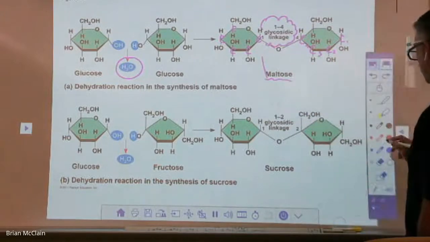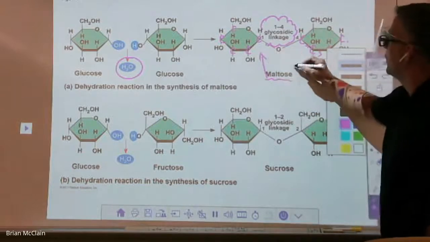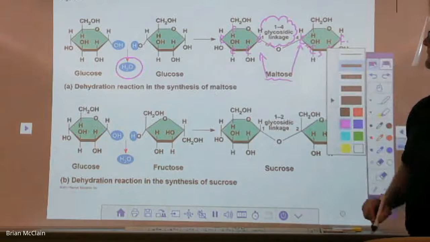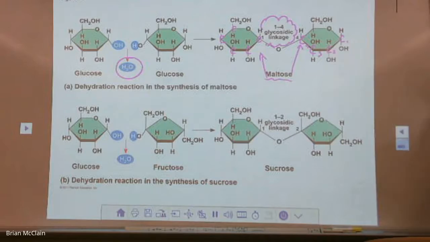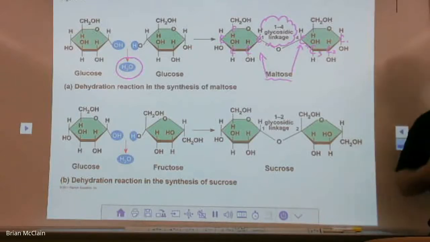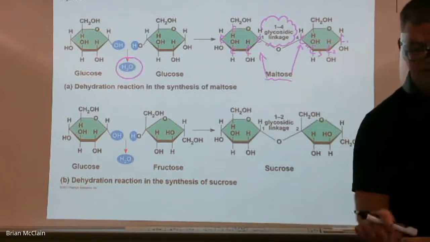Oh, didn't mean to hit the eraser button, but you get it. So I'm combining position number 1 with position number 4. That's a 1,4 glycosidic linkage. Now, right now, that doesn't seem like that big of a deal, but in a few minutes, I'm going to show you that there are some differences between what we're capable of breaking down and metabolizing, and in some cases, things that we cannot break down or metabolize. Okay?